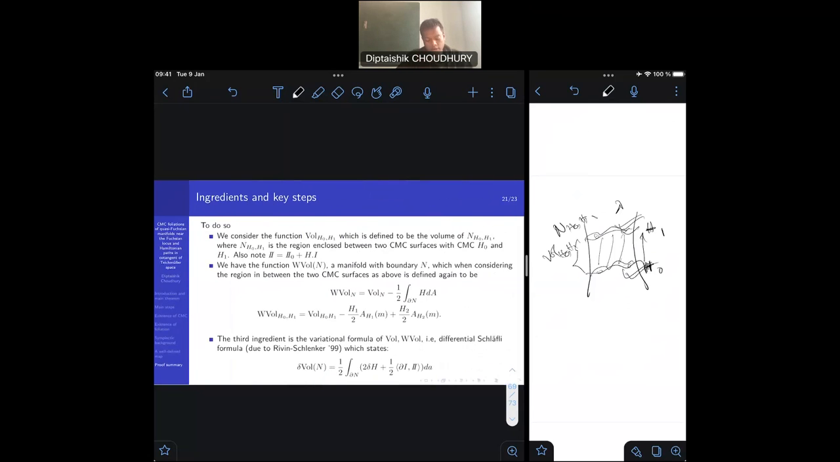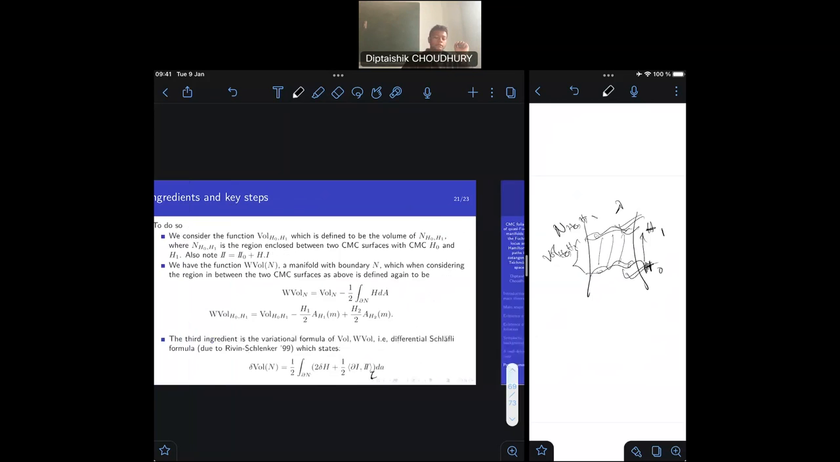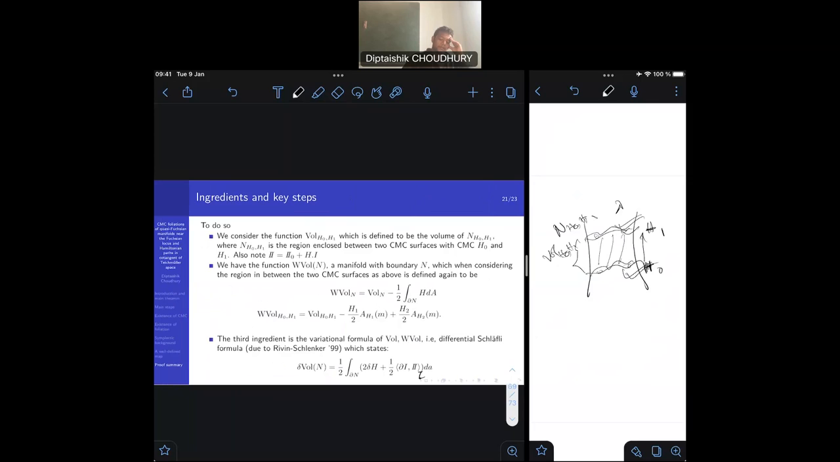If you are given the W volume and the volume, one more thing you would require is a formula for the derivative of the volume, which is given by this differential Schläfli formula of Rivin-Schlenker, which says that the differential of the volume of N is given by the integral over the boundaries of two times the differential of the mean curvature plus half times the inner product, with respect to the metric I, of the first variation of the first fundamental form with the second one. Let us write down this differential Schläfli formula on the right hand side so that it's useful. So you have the integral of 2 times dH plus half the inner product of dI and II, dA.